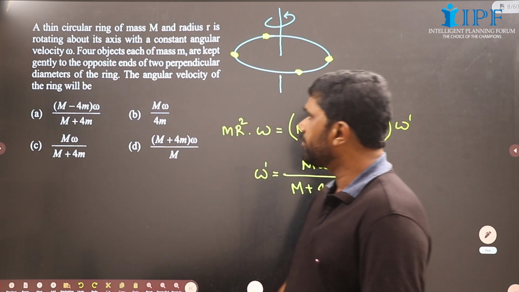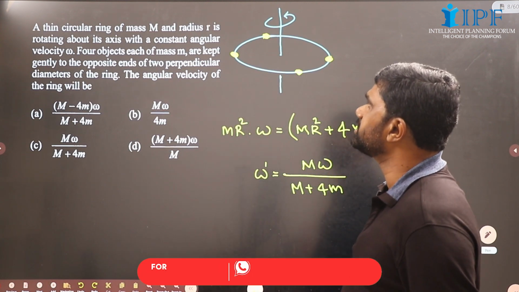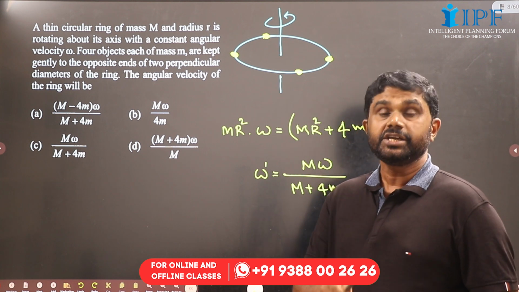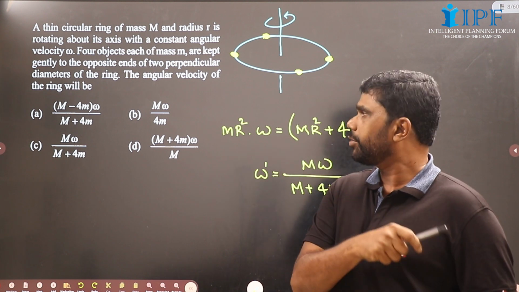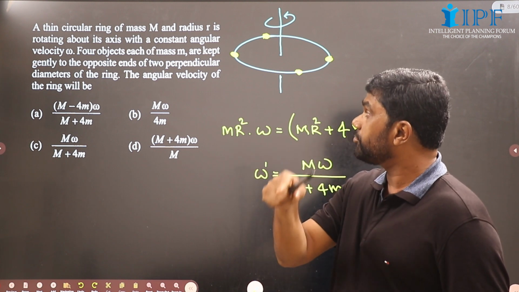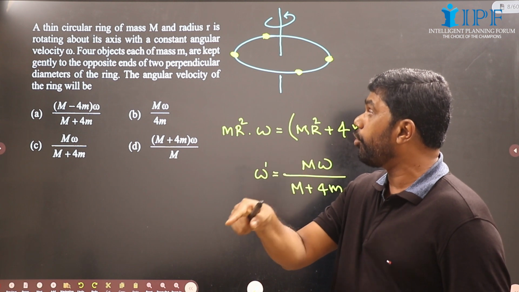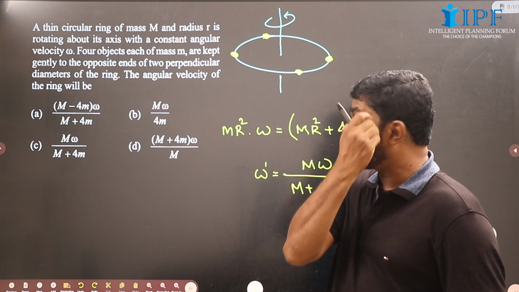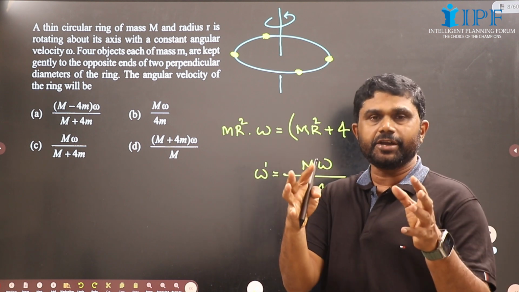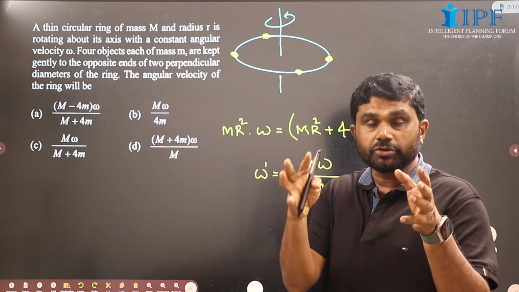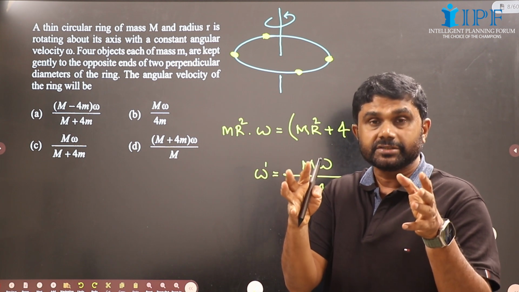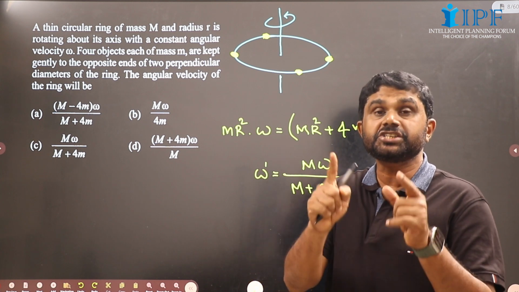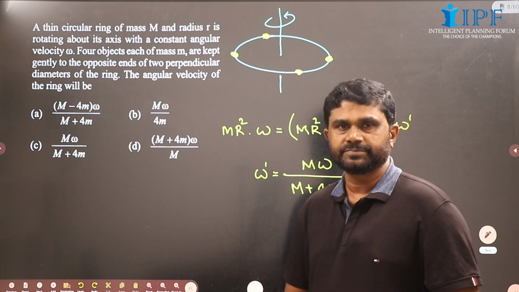Now let us see what we have next. A thin circular ring of mass capital M and radius r is rotating about its axis with a constant angular velocity omega. Initially only the ring is rotating. Now 4 objects each of mass m are kept gently at the opposite ends of two perpendicular diameters. Then what would be the final angular velocity? Initially only the ring is rotating, so the initial moment of inertia is that of the ring, M r square, and angular velocity omega. So initial angular momentum will be M r square omega.